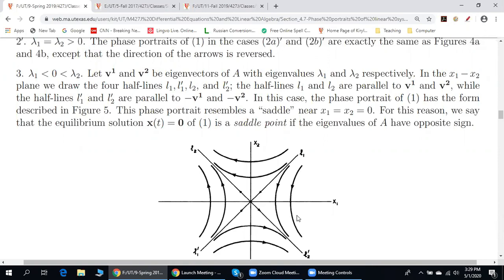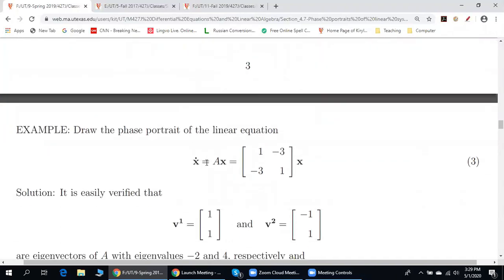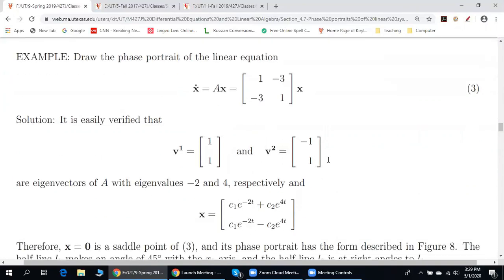Looking at these curves, these arrows go from L1 to L2. For example, here's a system. We apply the standard procedure to find eigenvalues. The eigenvalues are -2 and 4. Corresponding eigenvectors are V1 and V2.